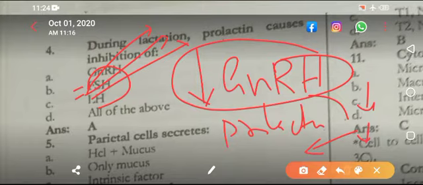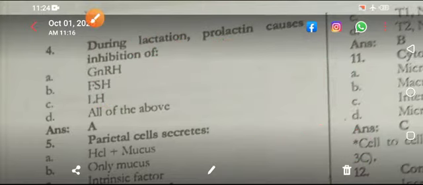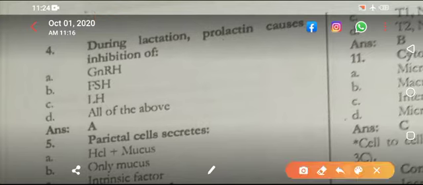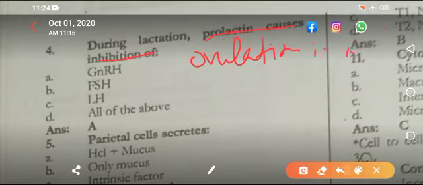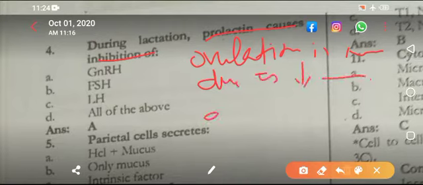If that is not an option, then look for the words increased prolactin. But if the stem is like this: during lactation, ovulation is inhibited due to a decrease in which of the following hormones. This is your stem. Then you have to pick GnRH.